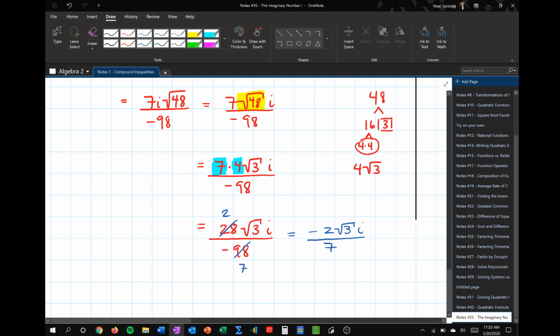all over 7. Or you can leave the negative in the middle, just to show that this is a negative value. I don't want to lose this negative in the denominator, but typically we never leave an answer with a negative in the denominator. So one common way that it's written is that the negative gets put here in the middle. It's the same thing as saying negative 2 square root of 3I all over 7. But it's just one negative, it doesn't split into 2.